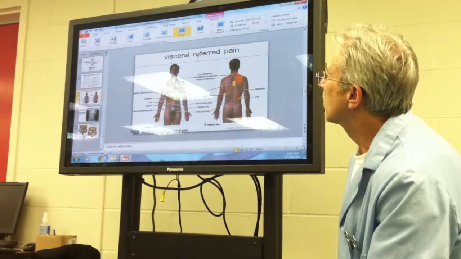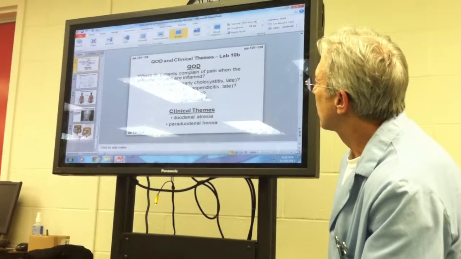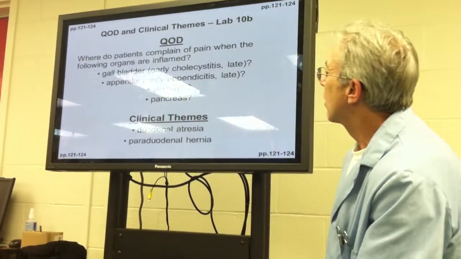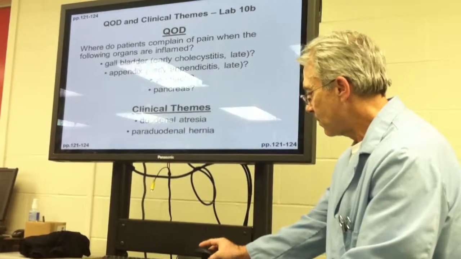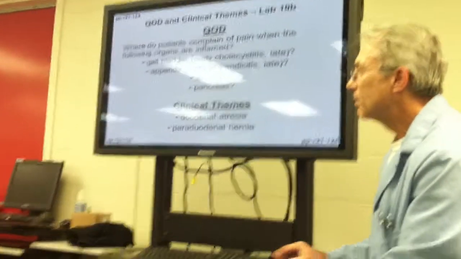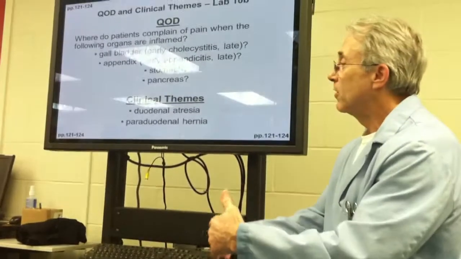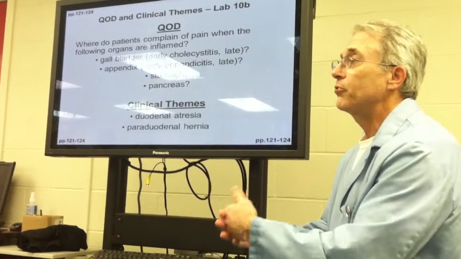Whoops. What else do we have? Atresias, okay. What's an atresia? This is a blockage. Atresia is a block. So along the GI tract, this could be an entire obstruction blockage.